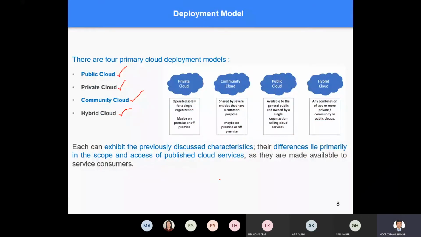You can see a private cloud. This could be operated by a single organization, on the premises or off premises. What do we mean by on or off premises? For example, Taylor University has its own dedicated cloud. It is a private cloud owned by Taylor, and only Taylor's users can use it.